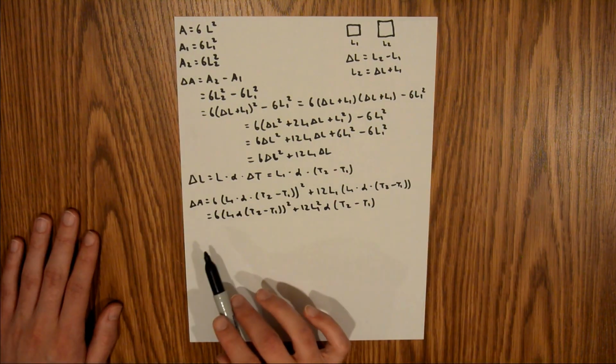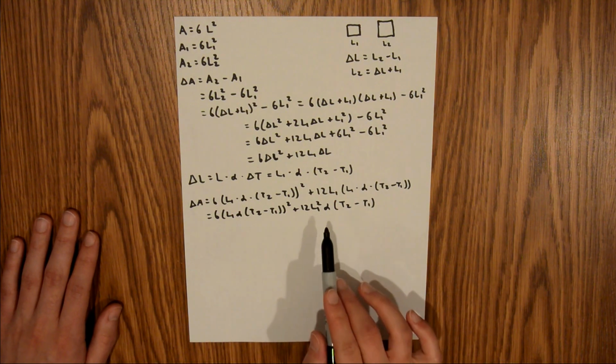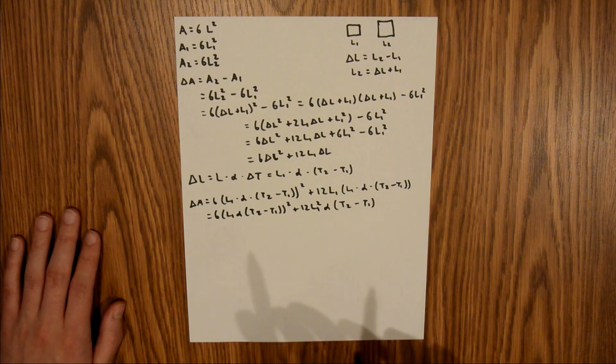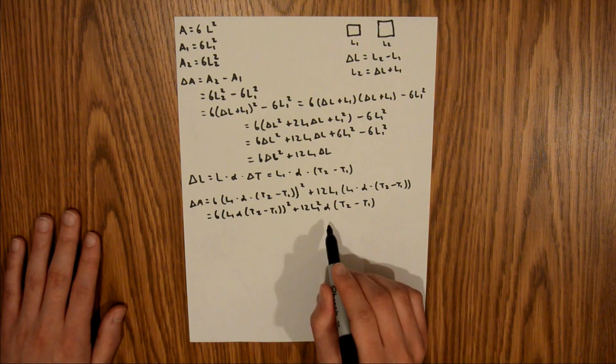So we are given all these values in the problem except for alpha, and I said alpha is the coefficient of linear expansion, which is a function of the material. The material that we are given in this problem is brass, and you can find an alpha for brass in one of the tables in the chapter.